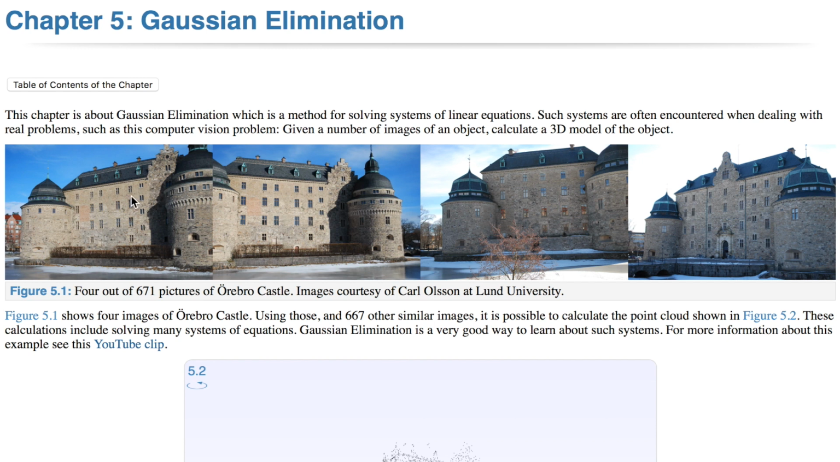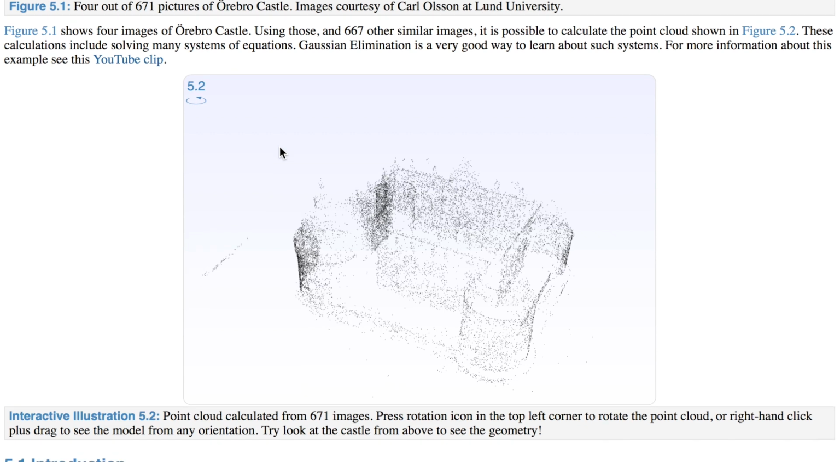What the algorithm does is that it finds correspondences between these images. For instance, perhaps this part of the window here, it finds that this matches this part of the same window in another image. And then these correspondences give rise to linear equations. And after having solved these systems of linear equations, you get a 3D model like you can see here.